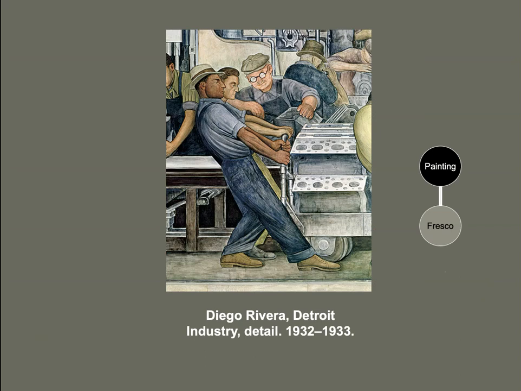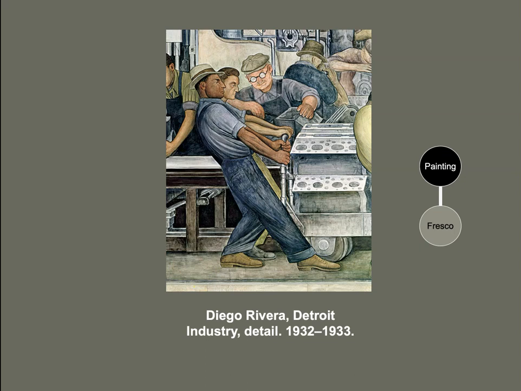A more recent artist using this method was Diego Rivera. This is a detail of his Detroit Industry mural from 1932 to 33. In it, you can actually see some of the texture of the plaster being visible. So for example, if you look at the floor here, you can see that the texture of the plaster is showing up through that paint.